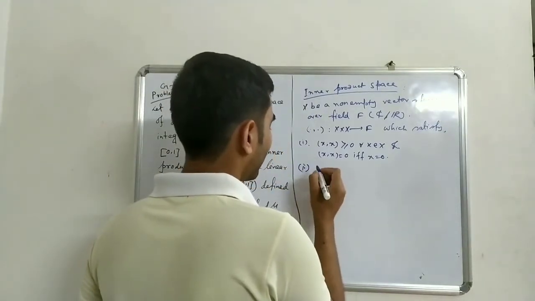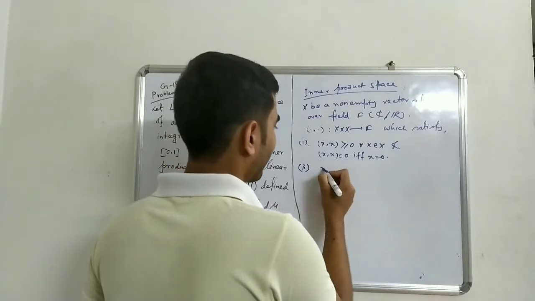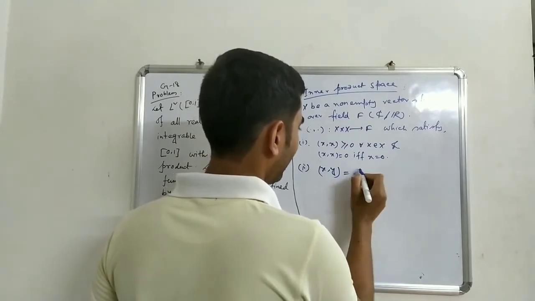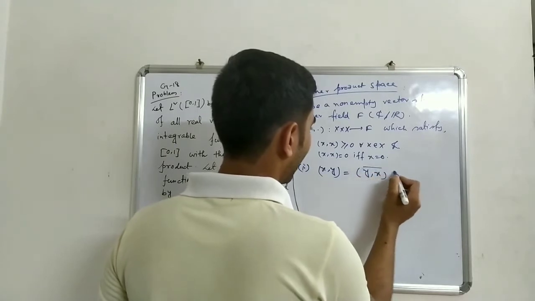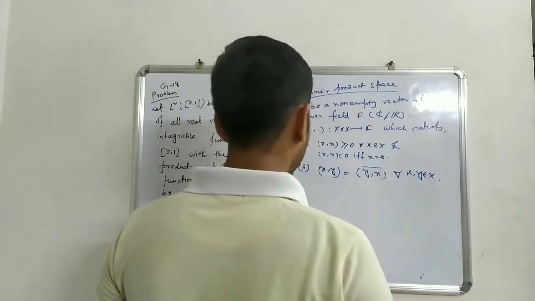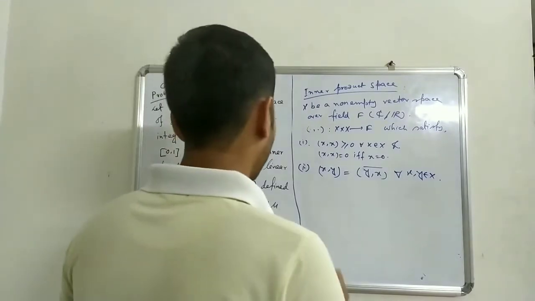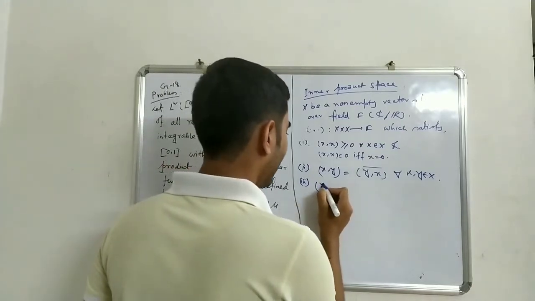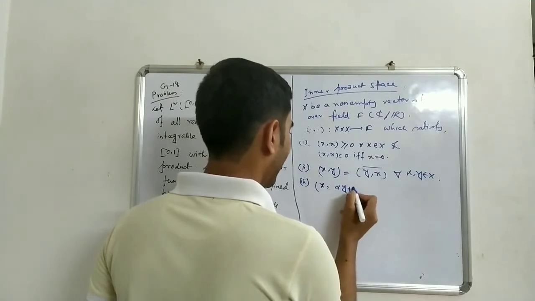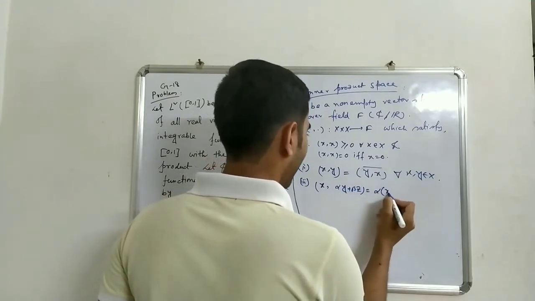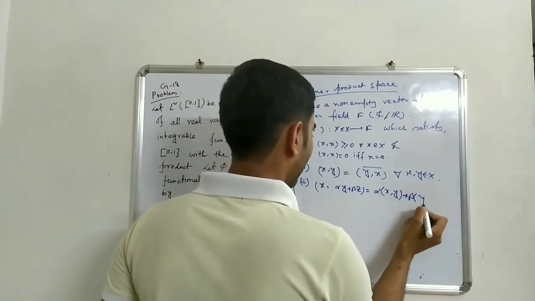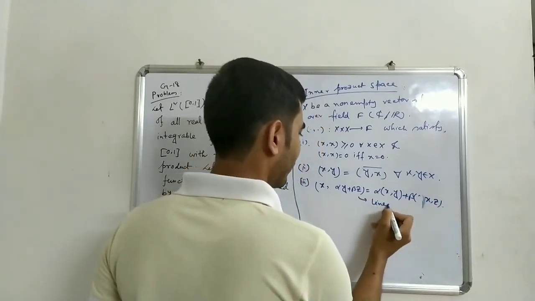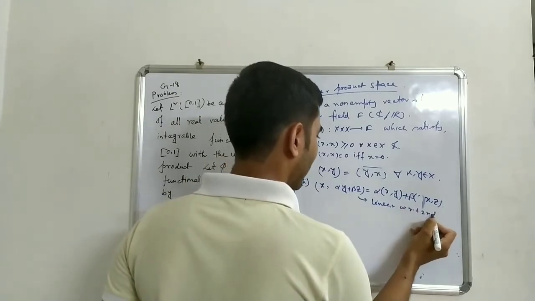Now what is the condition for conjugate symmetry? For x and y, the inner product of x and y is equal to the conjugate of the inner product of y and x, for all x and y belonging to X, and this is the condition of conjugate symmetry. And number 3 is linearity with respect to the second argument. We consider the inner product of x and alpha y plus beta z. This is equal to alpha times the inner product of x and y plus beta times the inner product of x and z. Clear? This is linear with respect to the second argument. Clear?